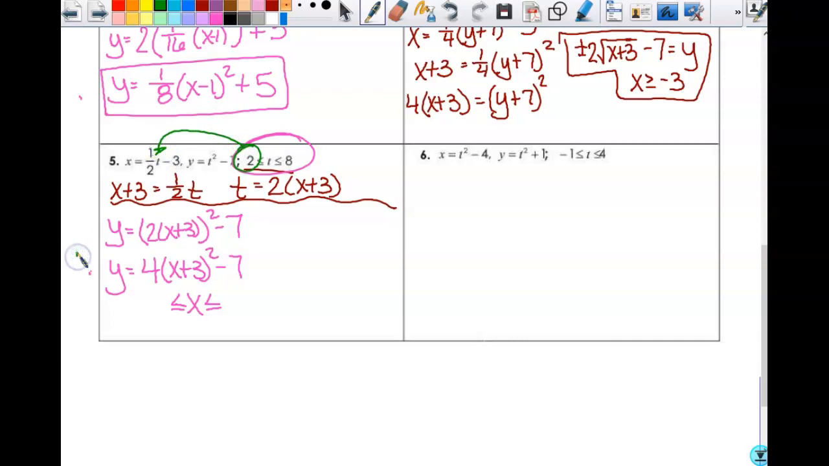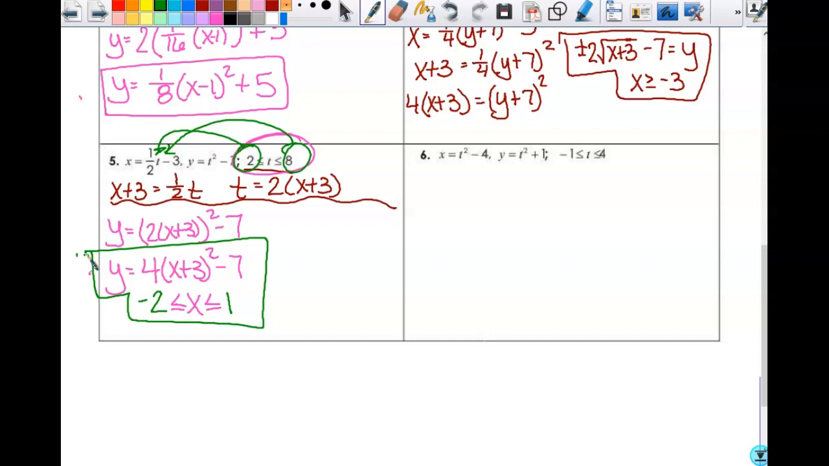So since t is between two numbers, x is going to be in between two numbers. And the way I figure that out is I take this number, substitute it in for t in the x equation. So I'm going to get 1/2 times 2, which is 1, minus 3 is -2. Then I take 8 and do the same thing. Half of 8 is 4, minus 3 is 1. And that's what I end up with. Okay, so you just substitute your t restrictions into your x equation, and then that gives you what your answer is. Okay.